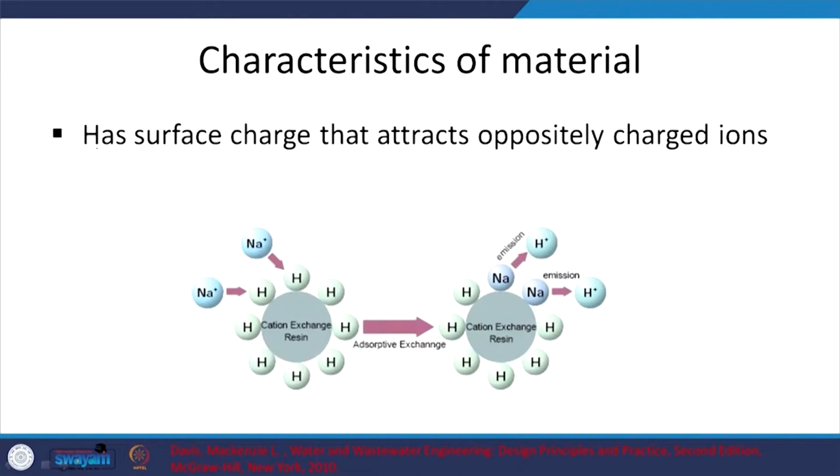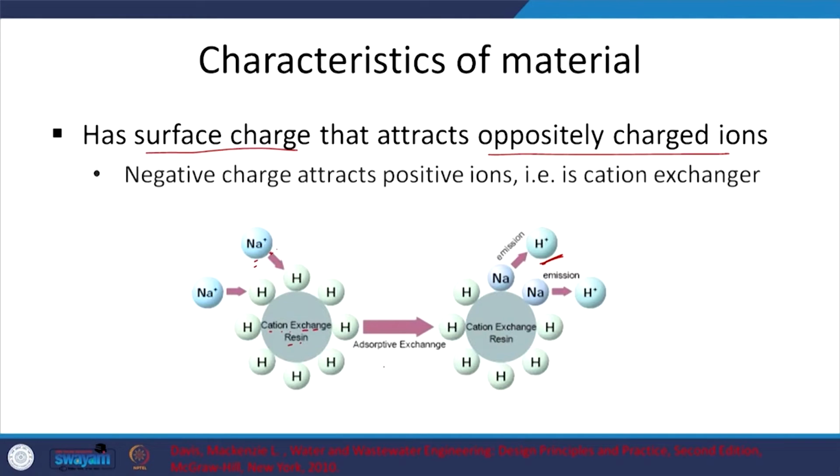Let us see. So, characteristics of material, let us look at what it is. What are we looking for? We want to have a surface charge that attracts the oppositely charged ions. So, cation exchange resin, right. It will have a negative charge, and that is why H+ is relatively bound to it, or adsorbed onto it, and then Na+ comes into the picture, and depending upon the relative affinity, it will replace or exchange with H+. That is something to keep in mind. Negative charge obviously attracts positive ions, that is why it is called a cation exchanger. As you can see, Na+ is a cation, positively charged, and H+ is a cation. So, we have a cation exchange taking place.